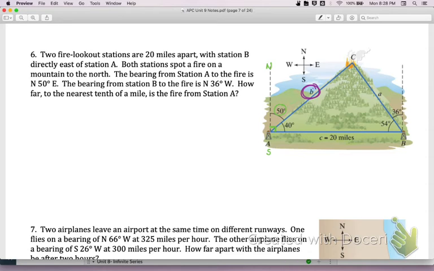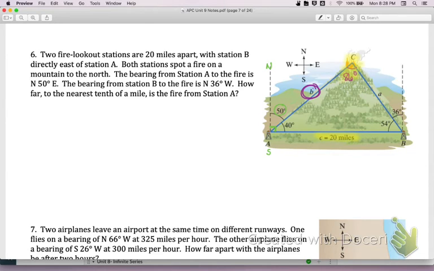And we can, because we know the 40 and the 54, then we can determine by subtracting from 180 that angle C is 86 degrees. Now we have a complete pair. We know angle C and we know side C. So we can set up our law of sines.